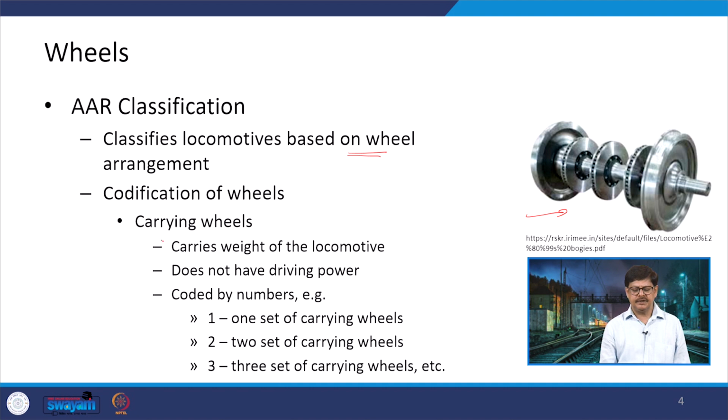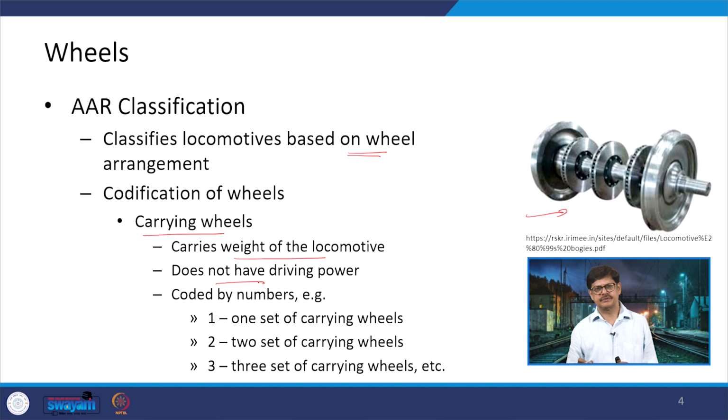The first codification is based on the carrying wheels. The wheels defined as carrying wheels carry the weight of the locomotive, but they do not have the driving power. So they are simply wheels, on top of which we have constructed the body, and the body is then filled either with freight or has a facility for passengers to sit.